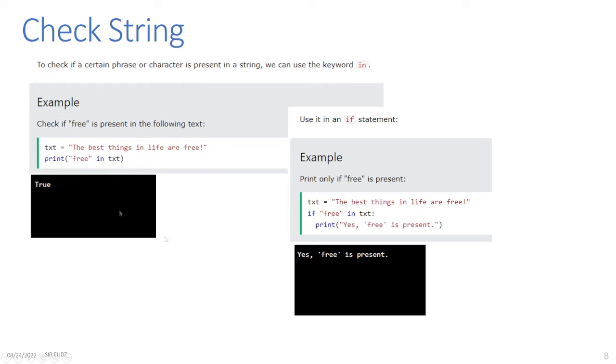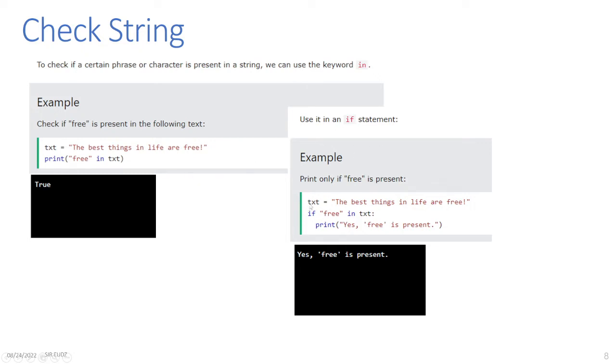Check string. So to check if a certain phrase or a character is present in a string, we can use the keyword in. So check if "free" is present in the following text. So txt is equal to "The best things in life are free." So print("free" in txt). So since we have the word free in the variable txt, which actually contains this value, this will give us the value True. So we can use that in an if statement.